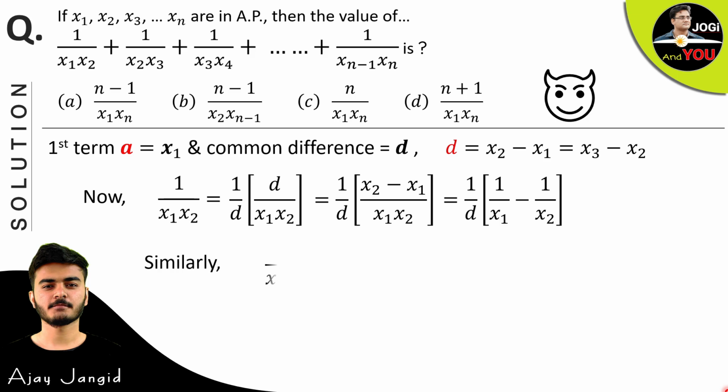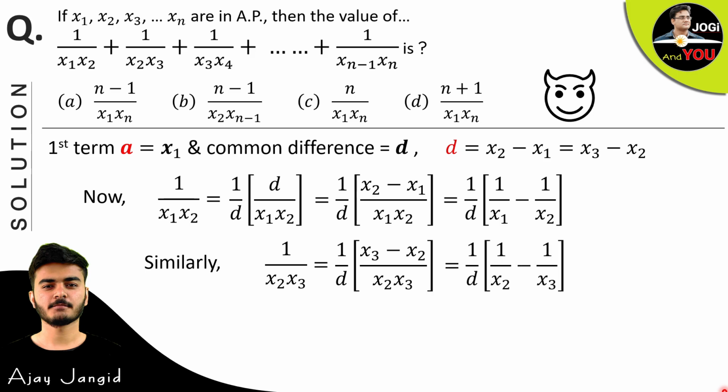Similarly, take this 1 upon x2 x3. So just follow the previous pattern and we get this, which is 1 upon d in bracket x3 minus x2 upon x2 x3. And as previous, if we solve it, we get this. Do the same with all the terms, and now just take this last term here.